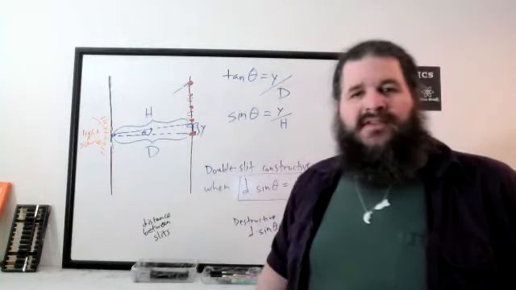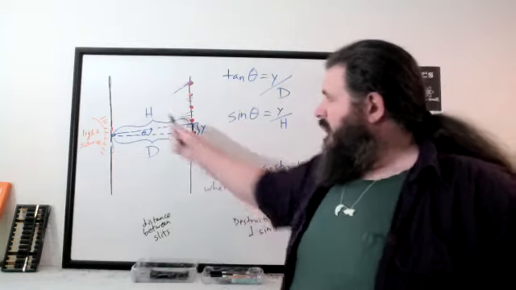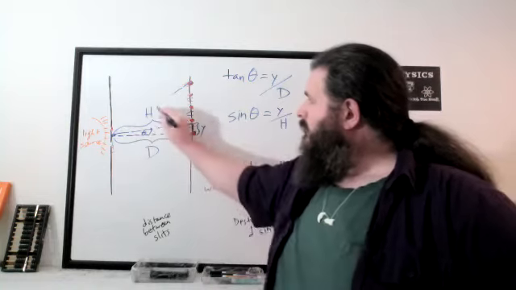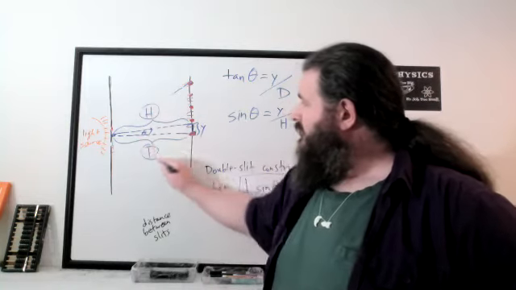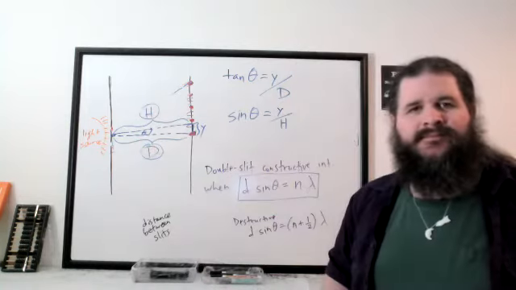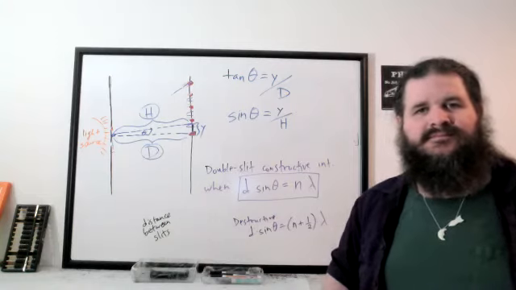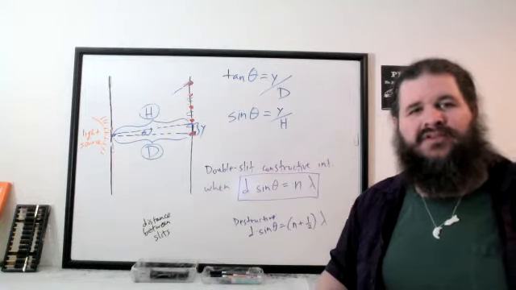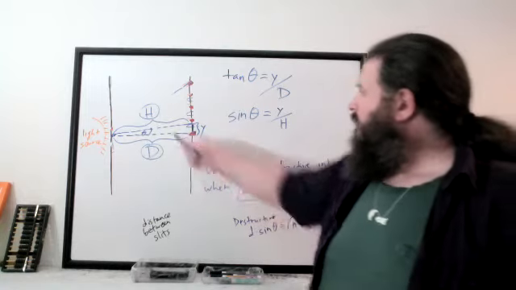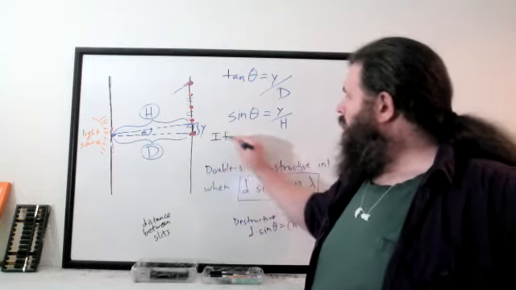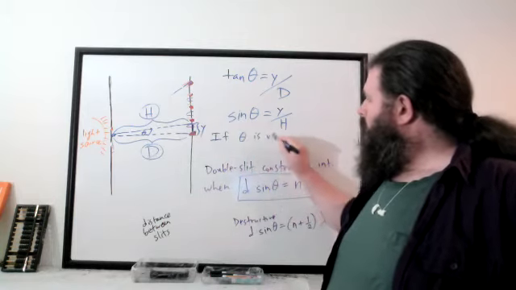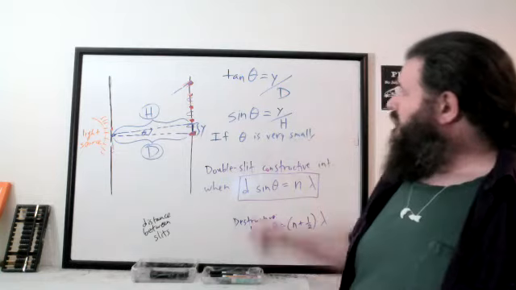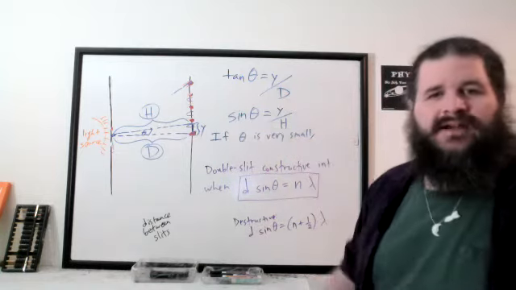And so those are not quite the same thing. Y over D and y over H are not going to be the same. But if the angle is small enough, what would we assume about the distance H and the distance D? They're the same. Not exactly the same, but pretty close to the same, close enough. So if theta is very small, we can say that sine of theta and tangent of theta are almost the same.